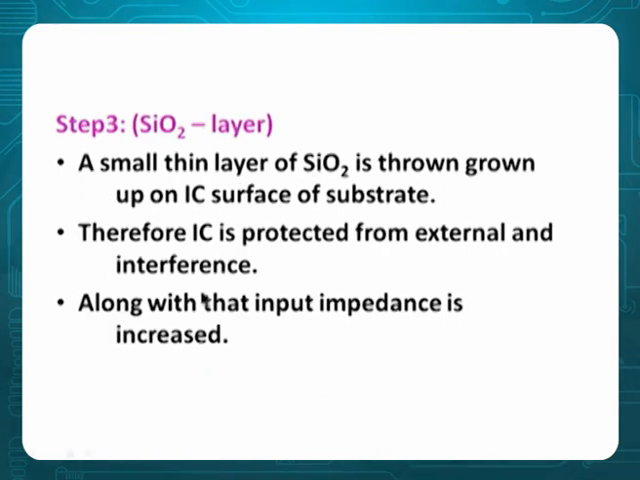Step 3: SiO2 layer. After doing epitaxial, you can go for the SiO2 layer. What does the SiO2 layer do? As I already mentioned, oxidation is done. Oxidation means you have isolation. It has been protected from external interference. Along with that, input impedance also increases because the silicon dioxide layer produces high input impedance. That's what exactly happens in MOSFETs.